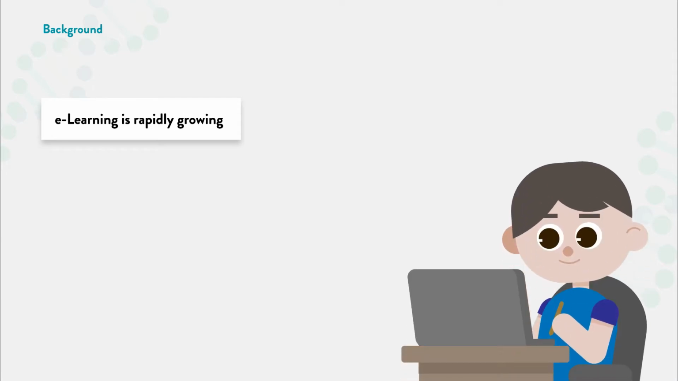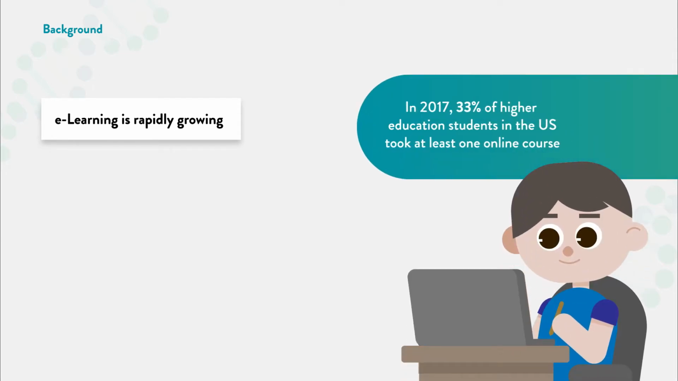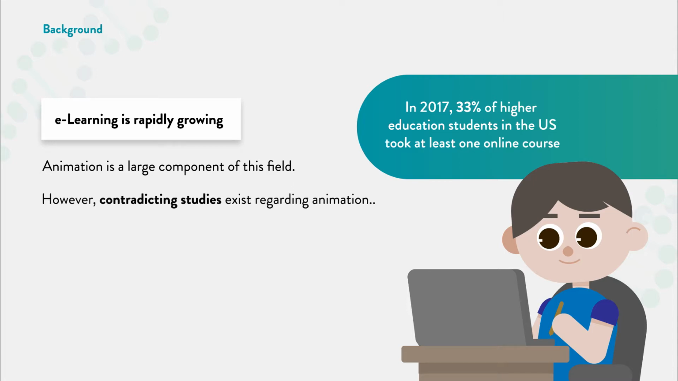Literature reviews showed that e-learning, or online learning, is a rapidly growing field. In 2017, 33% of higher education students in the United States took at least one online course. Animation is a large component of this field, as it makes use of the visual and auditory features of online education. However, contradicting studies exist regarding the use of animation.